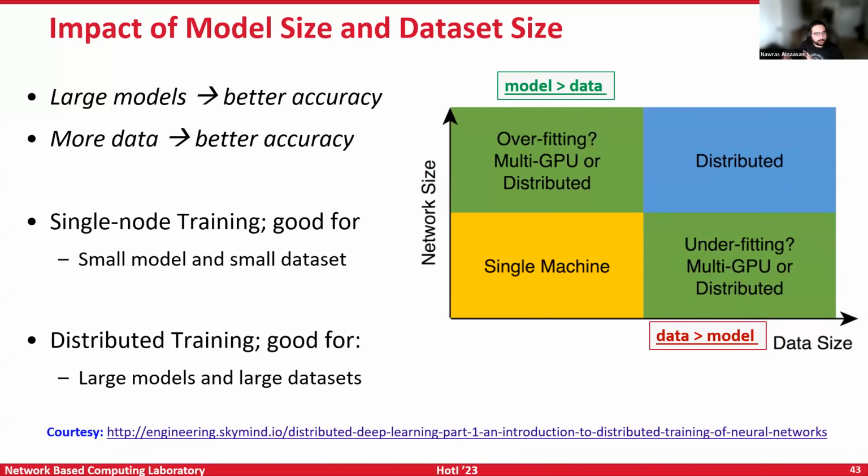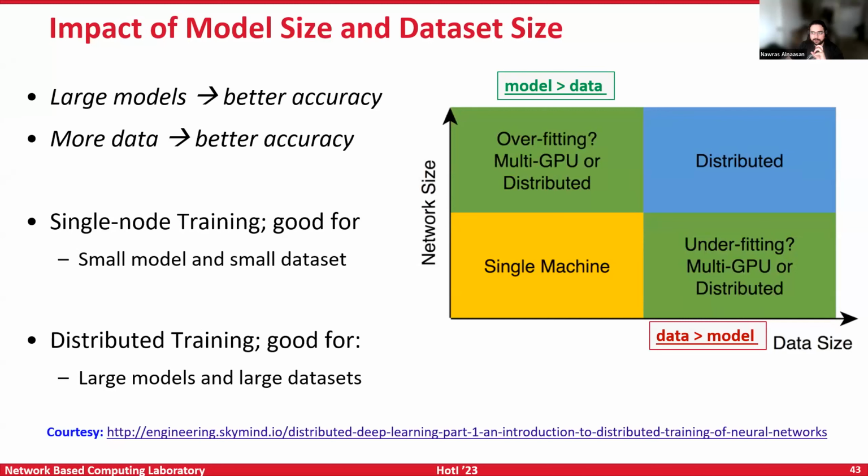Now, how do we choose the model size? We said that the model is getting bigger, but the data size are also getting very large. Usually, larger models lead to better accuracy, and if you have more data, we also achieve better accuracy. A single node would be very good if we have a small model and a small data set. But let's look at the extremes. If you have a very large model but small data, we'll need multi-GPU to train it, right?